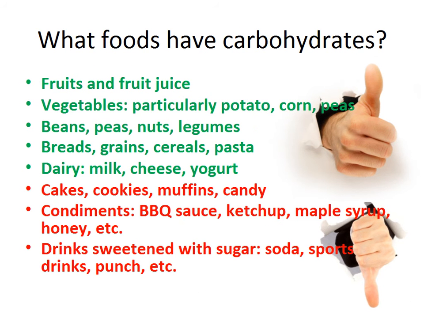So what foods do have carbohydrates? Some of your more natural, healthier foods that have carbohydrates are your fruits and vegetables. There are some vegetables that are quite starchier than the others, such as potatoes, corn, peas, and winter squash, and also beans, nuts, and legumes. Also anything made from a grain, such as bread, cereal, and pasta. And then there's also your dairy products like milk or cheese or yogurt. So those are your naturally occurring carbohydrate foods.